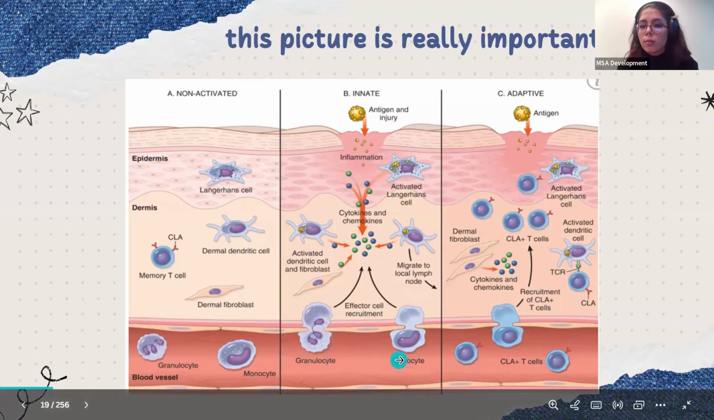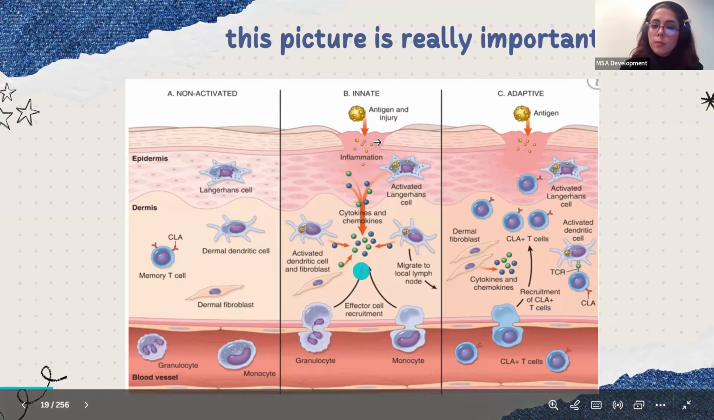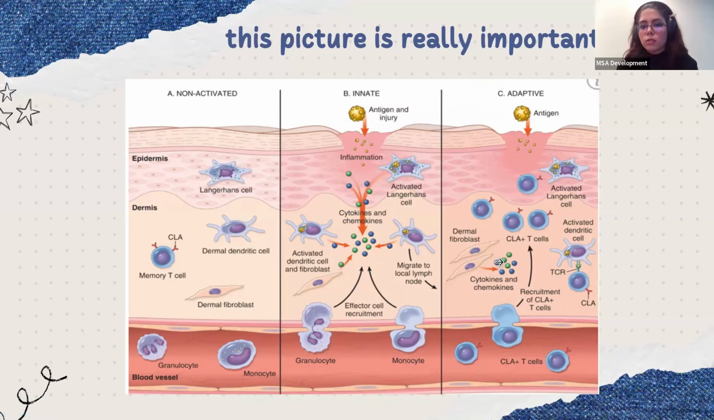We don't know what's going on. Granulocytes, monocytes, they also come. They help with the new antigen because they're crazy. Adaptive is when you think, oh, this antigen, I've seen it before. I know what to do now. Think innate as unprepared, adaptive as oh, I'm prepared. I know what I'm gonna do.